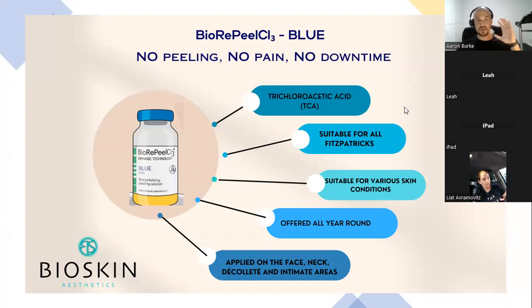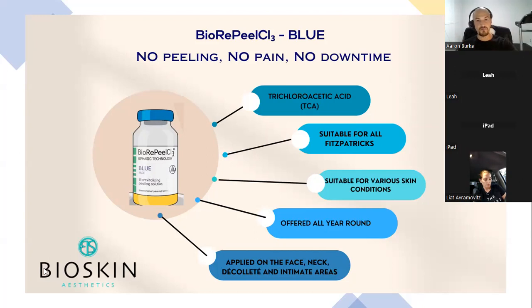The product action, the chemical injury action, is based on the TCA, and the product is suitable for all Fitzpatricks, suitable to treat a variety of different skin conditions, and can be offered all year round. And so these key points have really worked to differentiate the product from other TCA peels in the marketplace. The blue formulation is formulated for face, neck, and décolleté use.